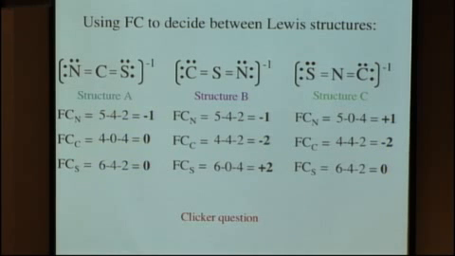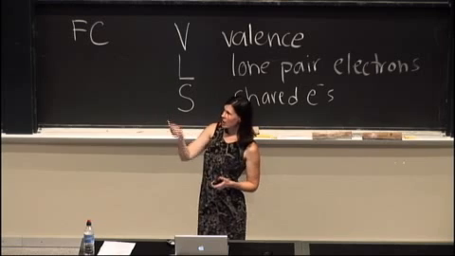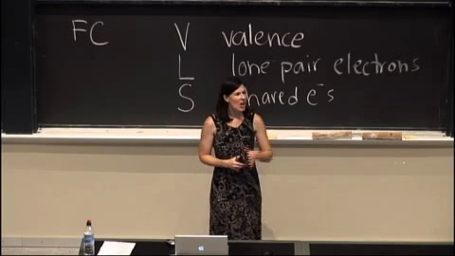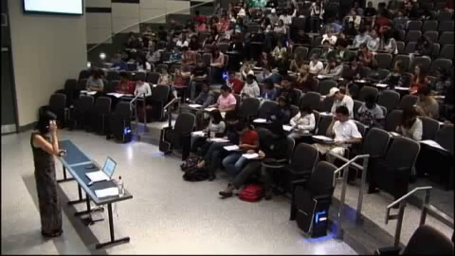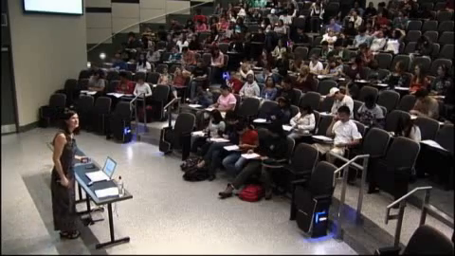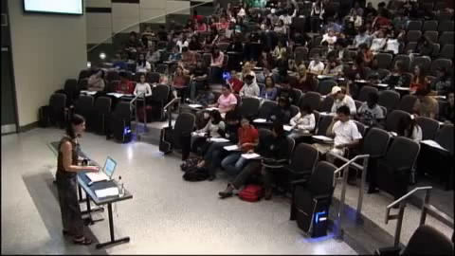So let's go to a clicker question. If we call these structures A, B, and C, you can look on your notes. It also says structure A, B, and C on your notes, so you didn't need to just memorize that slide. But I want you to tell me, in terms of thinking about formal charge, which Lewis structure would you predict to be the most stable? This should be fast, so let's take 10 seconds on this.